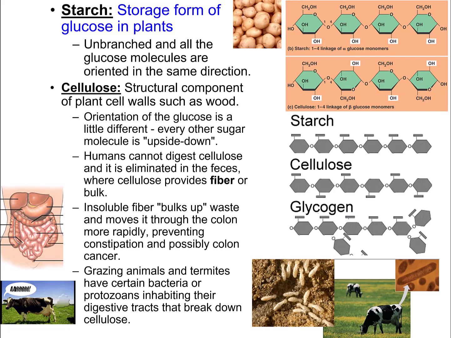Since humans cannot digest cellulose, it's eliminated in the feces, and cellulose provides fiber or bulk to our diet. Now, insoluble fiber bulks up the waste material as it moves through the colon, and it prevents constipation. It helps the colon to squeeze and exercise those muscles of the colon and small intestine as well, and it helps move waste products through the colon faster. Grazing animals and termites have certain bacteria and or protozoans that inhabit their digestive tract. And they help break down the cellulose, providing glucose to the cow and the termite. They have that symbiotic relationship going on.